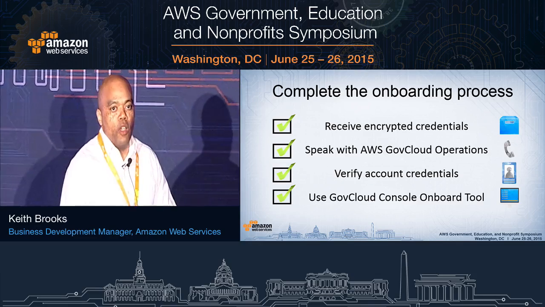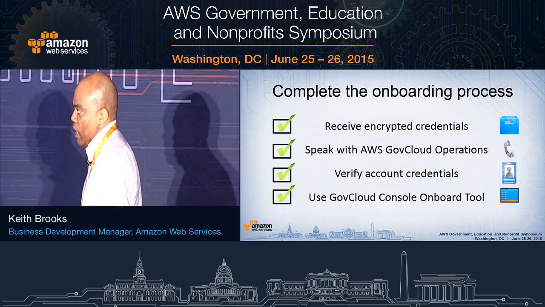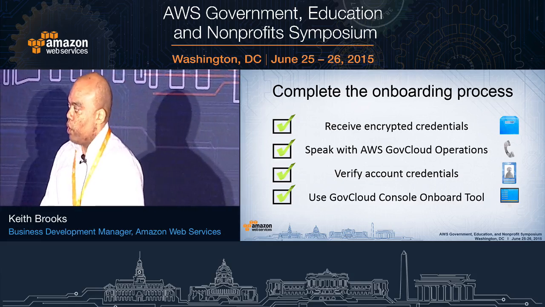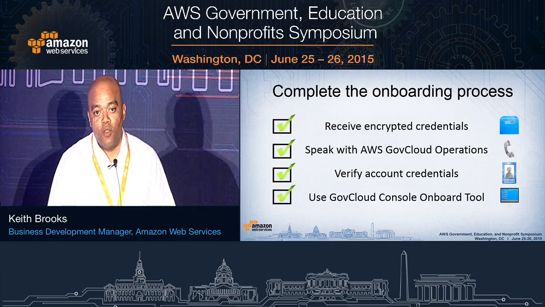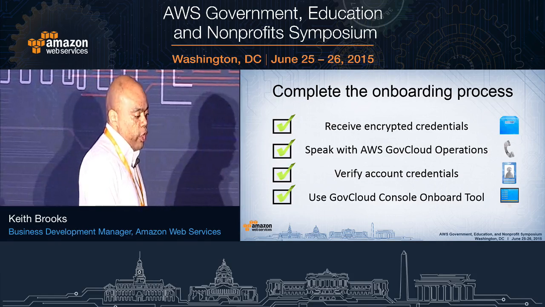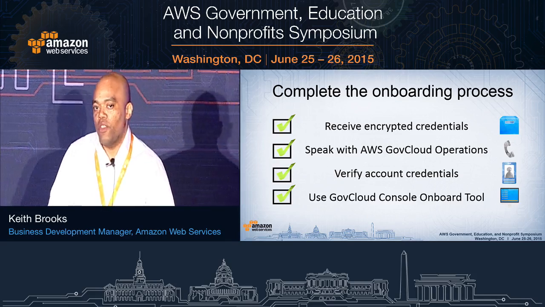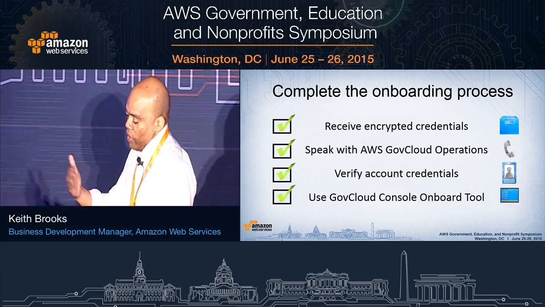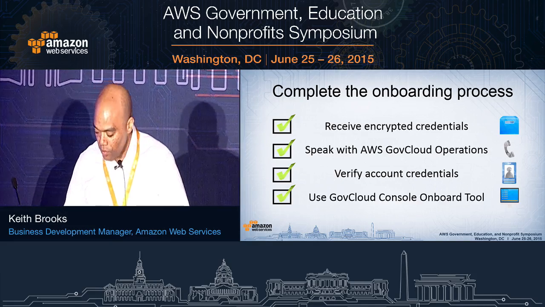Once you open the PDF, you're going to verify your account credentials. That's going to include your GovCloud account ID and all the information required to get you going in GovCloud. Once you verify those account credentials, we're then going to get you set up to use the GovCloud onboard tool, which will walk you step by step through getting the final stages of the onboard process completed. And then within the next few steps, you're going to have access to the GovCloud region.